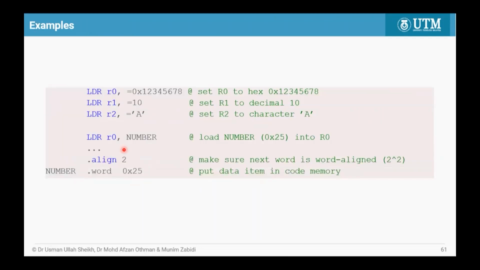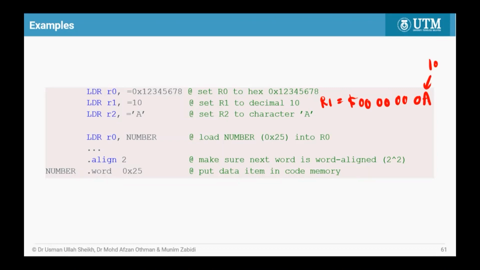So this is another example. We have examples here. This is a pseudocode. LDR R0 equal to 0x12345678. What happens here is that you put this 32-bit value into your R0. And if you use LDR R1 equal to 10, it means you put the decimal value 10 into R1. By right, your R1 will not have 10; because your register is always in hexadecimal, your R1 will have this value 0A. This indicates the number 10.